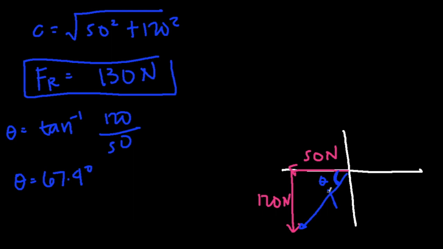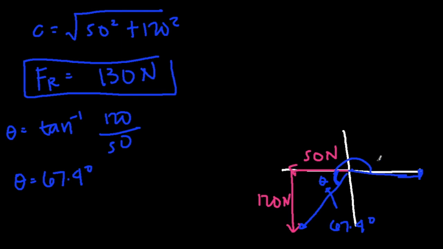So this is 67.4 degrees. But when we report the answer, we should report the angle in reference to the positive x-axis, which is this one. This is the positive x-axis. So instead of giving me 67.4 degrees, we should make an angle in reference to the positive x. So it should look like this.